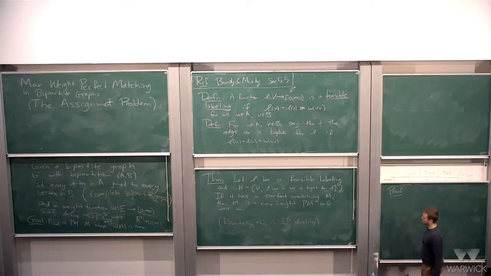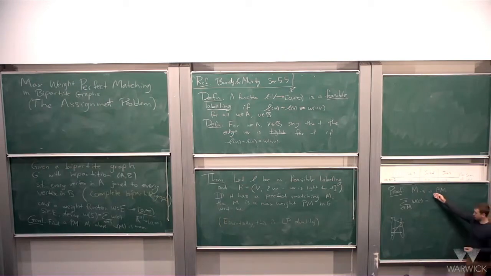So suppose that M is a perfect matching. If I take the sum over all the edges in M and add up their weights, well, remember, this is a perfect matching, so every single vertex in A and every single vertex in B is included in exactly one of these edges, right? And suppose that the edge UV is included.